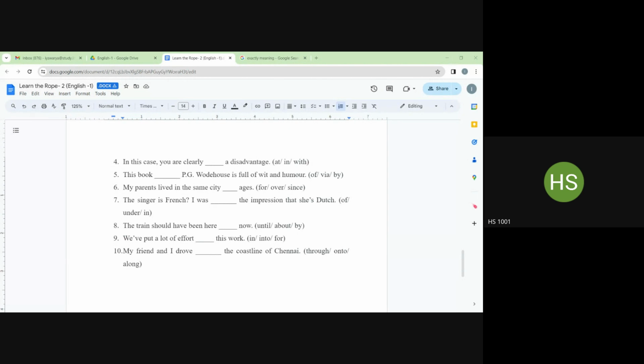So this book by, okay. And then sixth one, my parents lived in the same city dash ages. Ma'am, in the fifth question, why are we not using "of", ma'am? Because the extended phrase would be "this book written by", right? So you don't say "this book of".